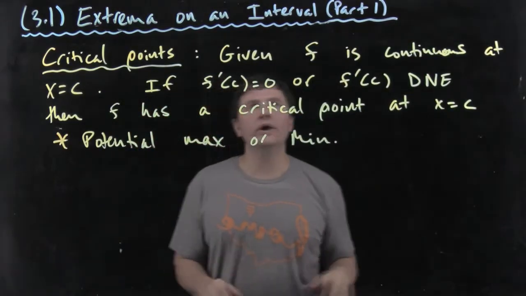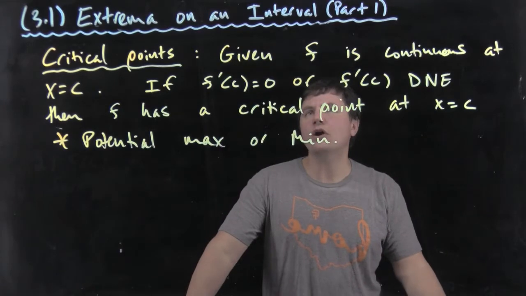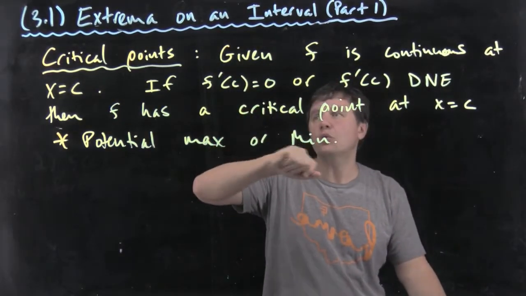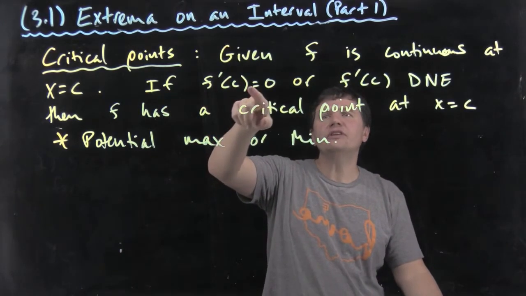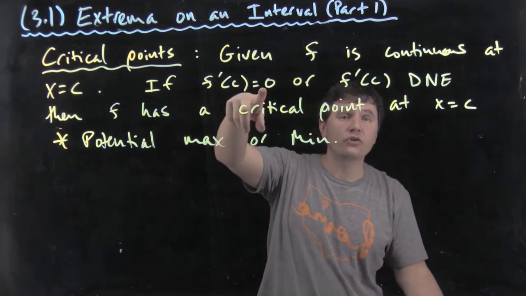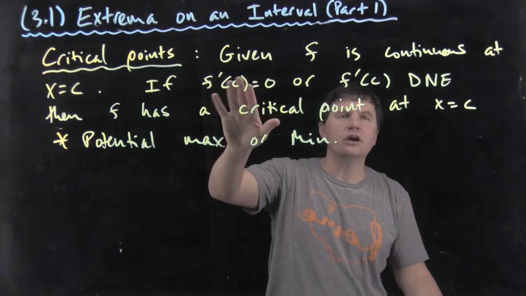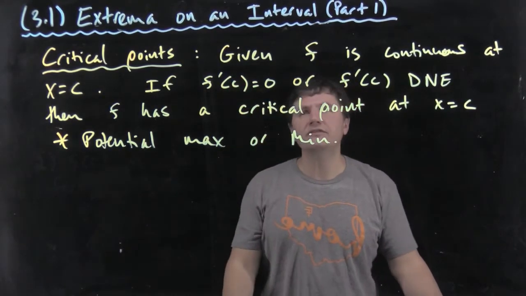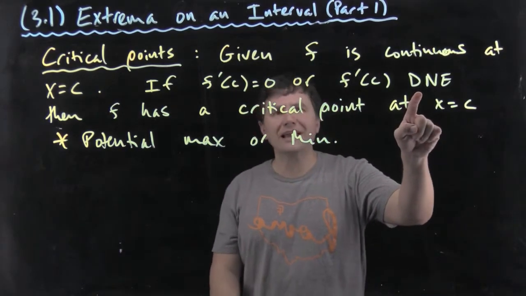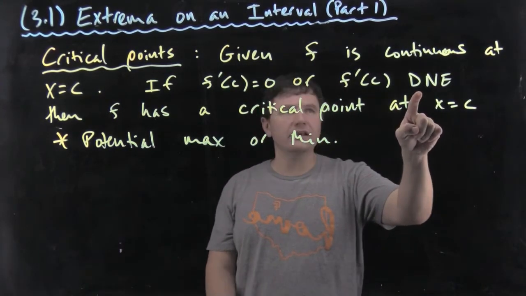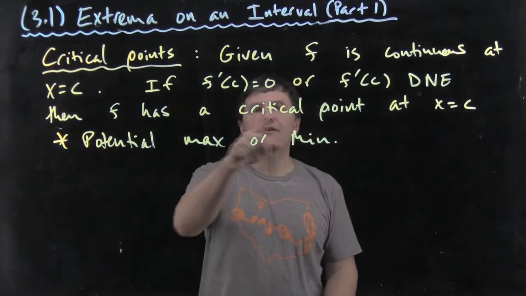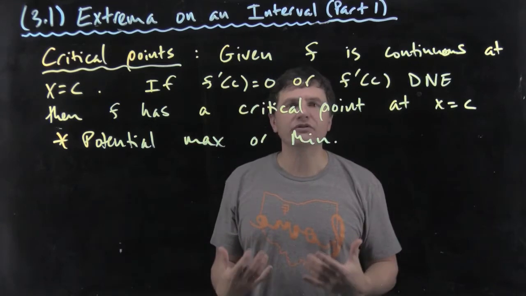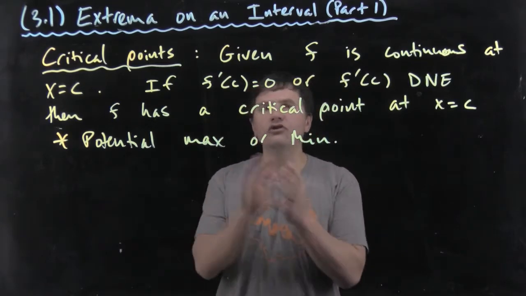Okay, critical points. Critical points are when a function is continuous at that particular point. That's definitely important. If f prime of c equals 0, so horizontal, and this is something that we've been talking about since way back in September, or f prime of c doesn't exist, and if you think about an absolute value graph, that kind of tells you what we're talking about there, then f has a critical point at x equals c. Now, critical points aren't guaranteed to be maxes or mins, they're just potential.